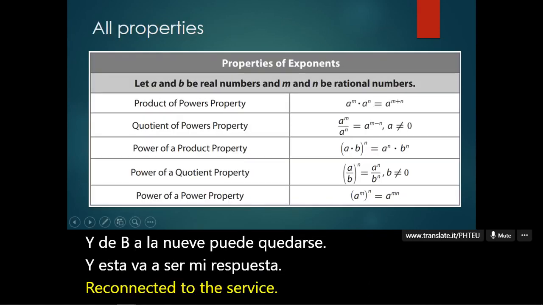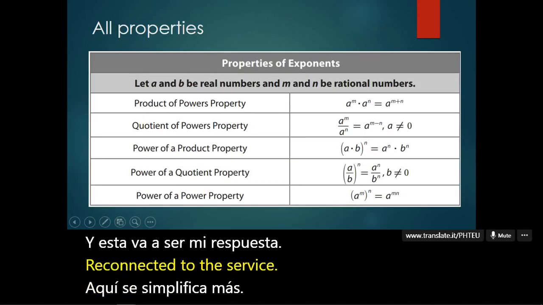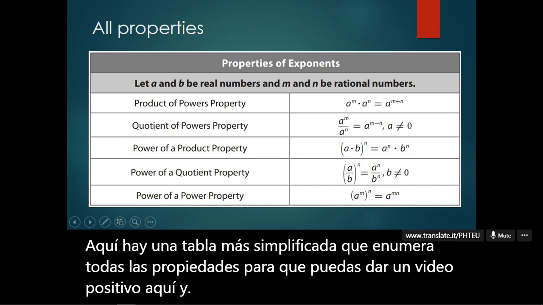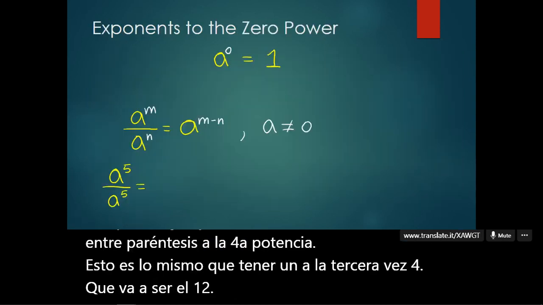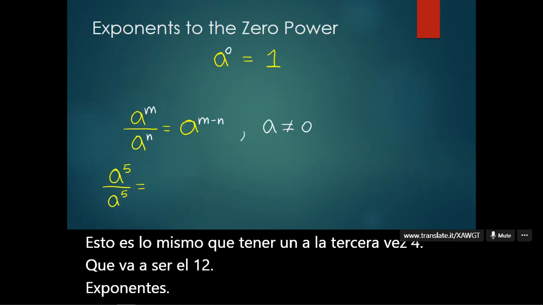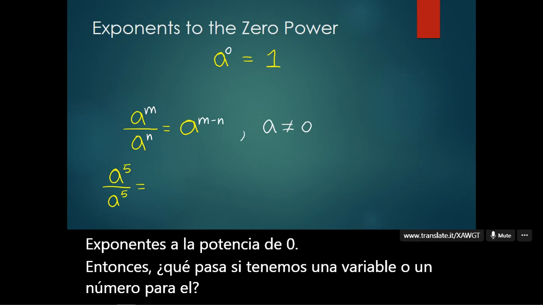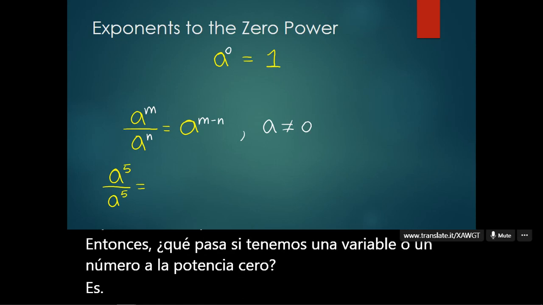Here is a more simplified table that lists out all the properties. So you can pause the video here and copy all of these in one nice table. Exponents to the power of 0. So what happens if we have a variable or a number to the 0th power? It's always going to be equal to 1.